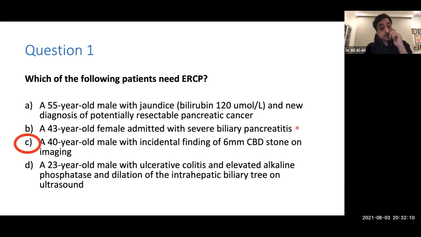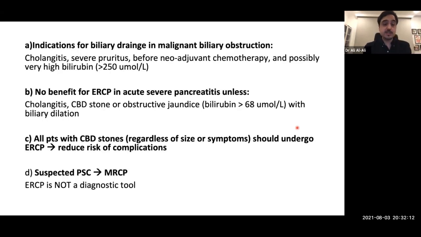So this is the correct answer. The reason for this, as we mentioned, for A, the indication for biliary drainage in malignant obstruction is patients who have cholangitis, severe pruritus, or before neoadjuvant chemotherapy, and possibly very high bilirubin. So this patient has bilirubin 120, otherwise asymptomatic pancreatic cancer, and does not warrant routine pre-op drainage.